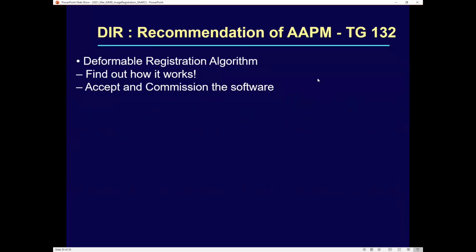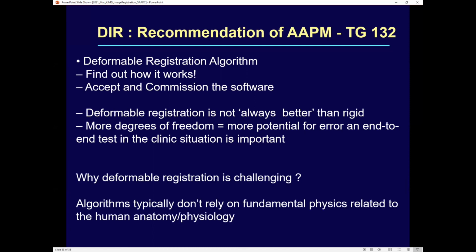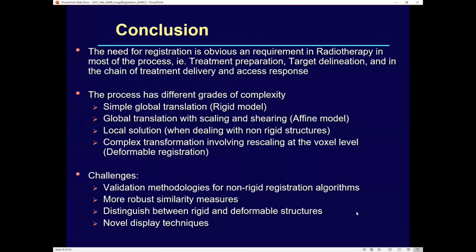So the recommendation of the AAPM Task Group 132 is that you first find out the deformable image algorithm, because each commercial planning system has its own concept and theory. First find out how it works, and accept and commission the software carefully. Deformable image registration is not always better than rigid. More degrees of freedom means potentially more error, and we always need to do an end-to-end test in a clinical situation, which is very important before implementing in clinical practice. Why is deformable registration challenging? Because algorithms typically do not rely on fundamental physics related to human anatomy or physiology.